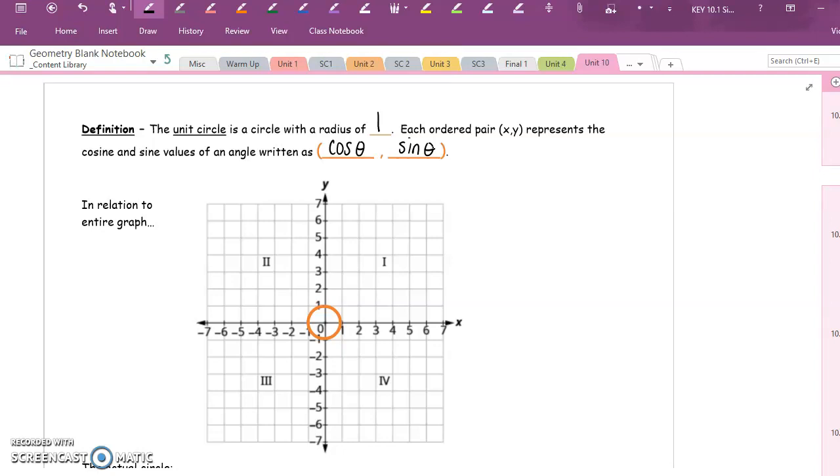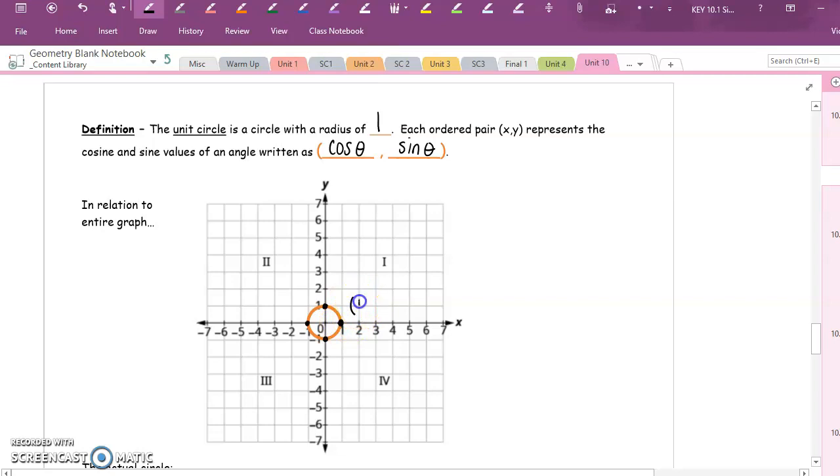and so forth. So in relation to the entire graph, a unit circle, since it only has a radius of 1, it only really exists in this part of our graph. Now if you notice, in different parts of the graph, we have these intersections. Perfect intersections with our grid. And so these perfect intersections, we can attach an xy coordinate.